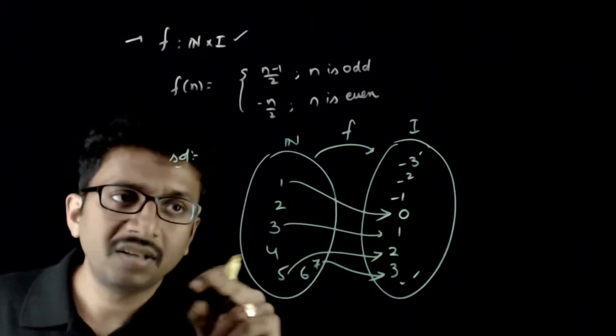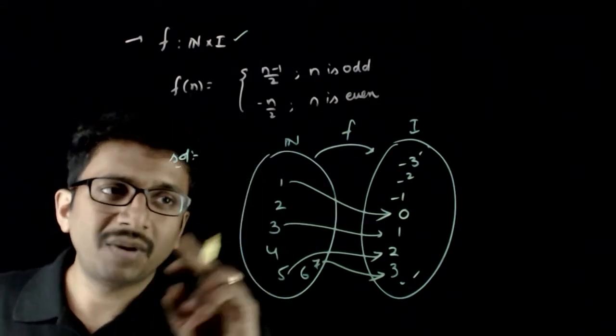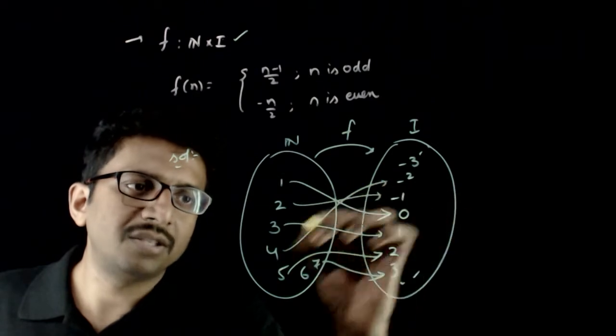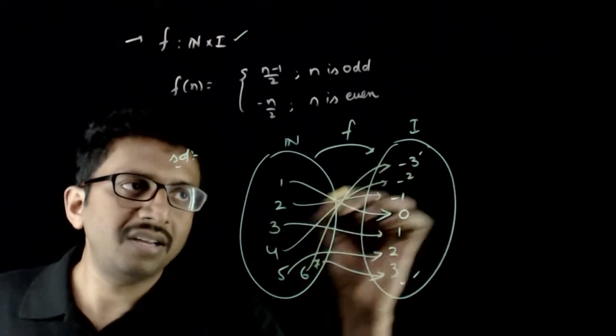Next, if n is even, the functional value is minus n by 2. For n is equal to 2, you have minus 1. For n is equal to 4, you have minus 2. For n is equal to 6, you have minus 3.